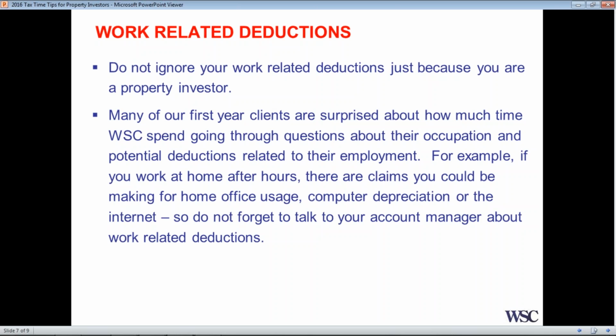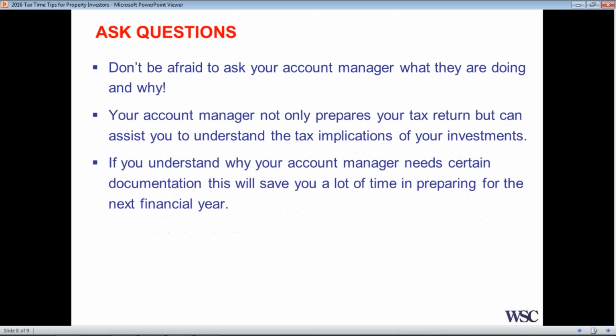So that's certainly a reason for talking with one of our staff to make sure that you are getting the appropriate deductions. Look, a couple of things in finishing up: ask questions. Don't be afraid to ask your account manager what they're doing and why. Your account manager not only prepares your tax return, but can also assist you with the tax implications of your investment. If you understand why your account manager needs certain documentation, it saves you a lot of time. And we're always talking to our clients about preparing a system in terms of getting their documentation together for the tax returns to be prepared in that year.